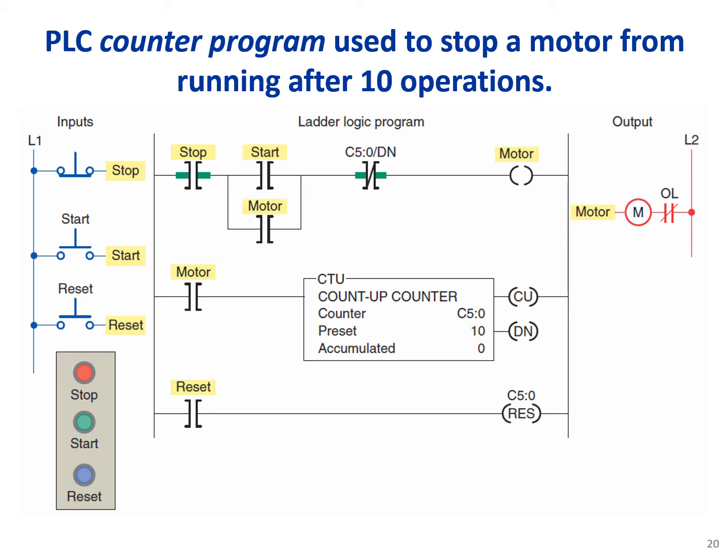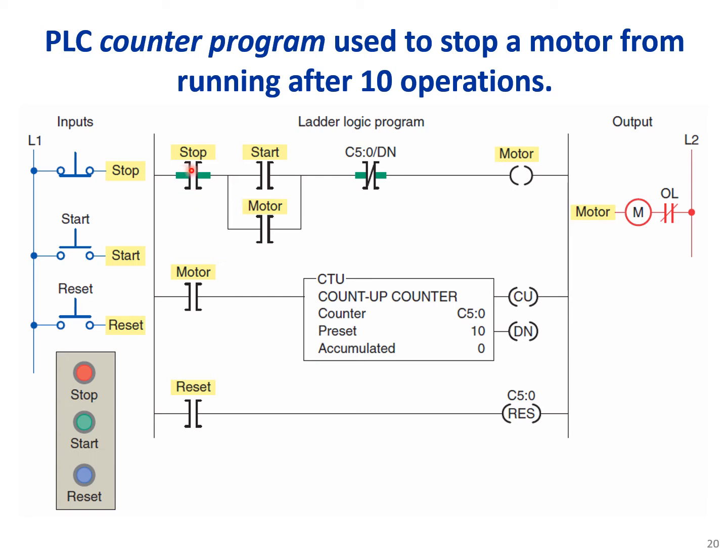This is another example to comprehend the concept of a counter. We have inputs here, which are a stop push button, a start push button, and a reset push button. So these are the physical push buttons on the panel: start, stop, and reset. And as output, we only have one, which is our motor.